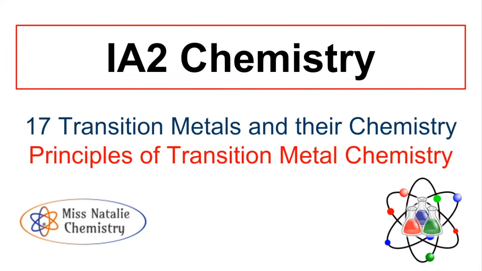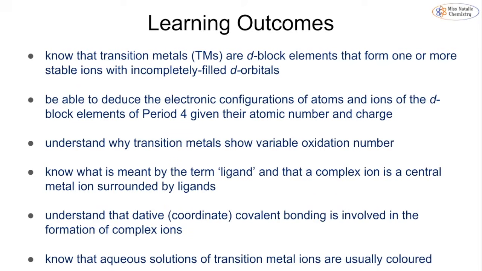In this video, we're going to be looking at the first section of topic 17, which is the Principles of Transition Metal Chemistry, and this is part of the Year 13 IAL course from Edexcel. So there are quite a lot of learning outcomes in this. We're going to specifically be looking at the D block elements, which are our transition metals, looking at their electronic configuration and how that can be affected by oxidation number, what we mean by ligands and how these are then arranged and bond into the transition metal.